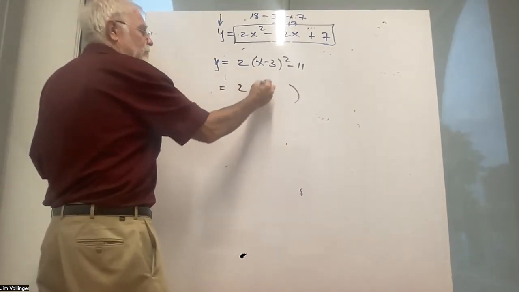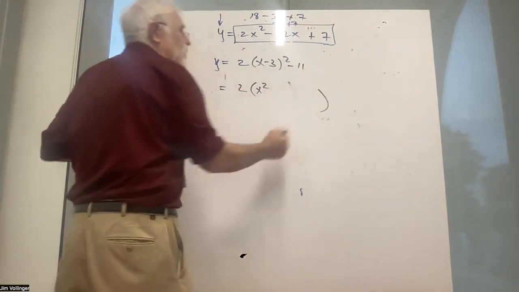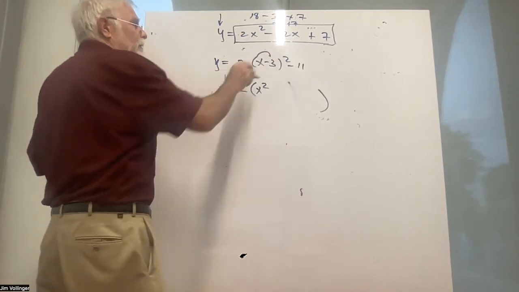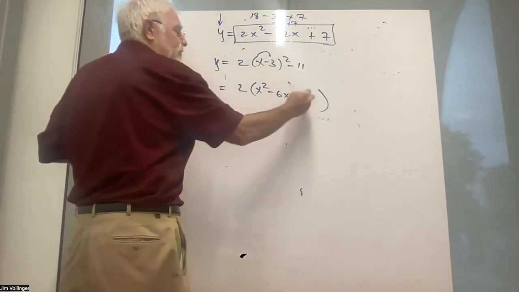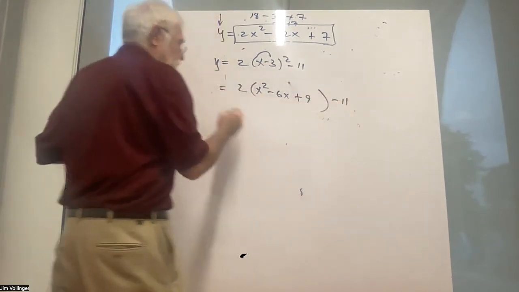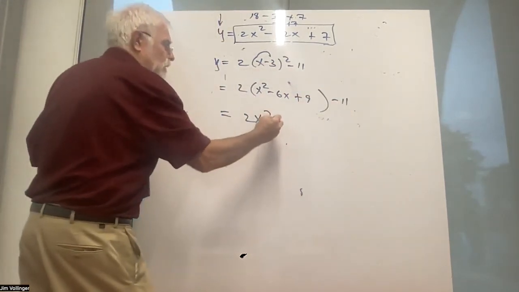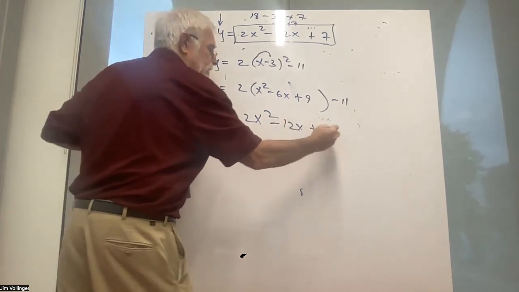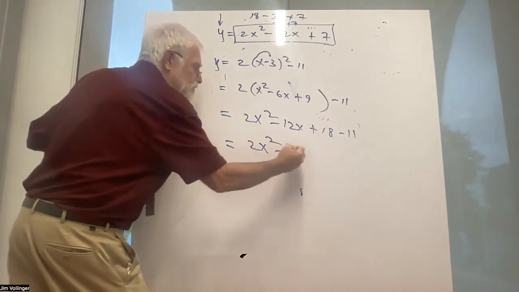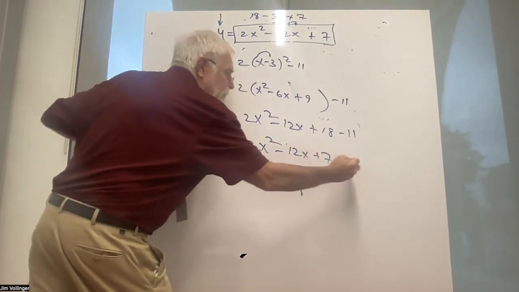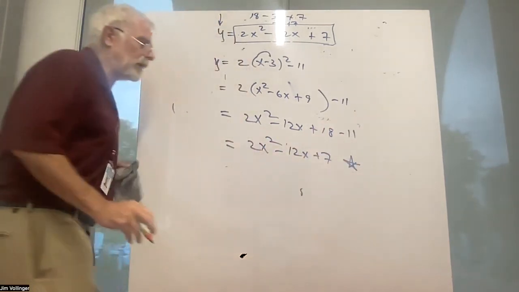Square the first term. I'm going to move that a little bit further. Double the product. Minus 3 times x, minus 6x. Minus 3 squared, positive 9. Subtract 11. Let's do this out. 2x squared minus 12x plus 18 minus 11, which is equal to 2x squared minus 12x plus 7. Bingo, bango, bongo. It is correct.